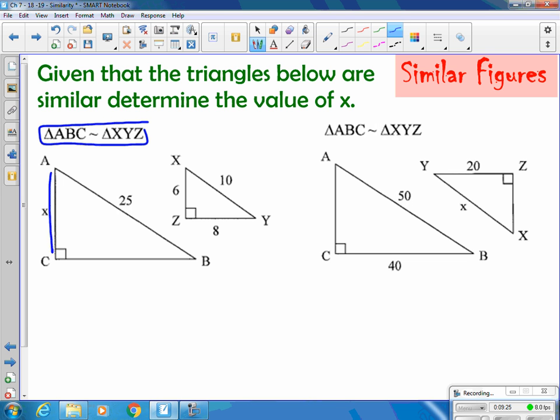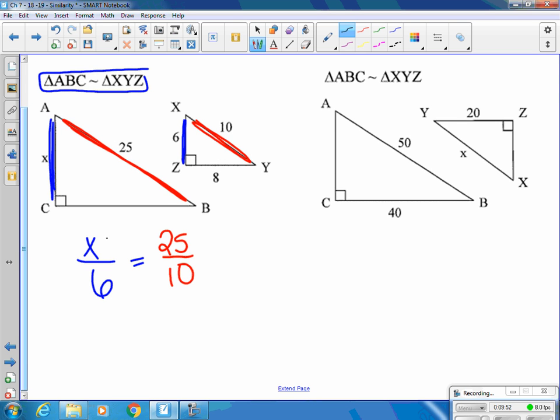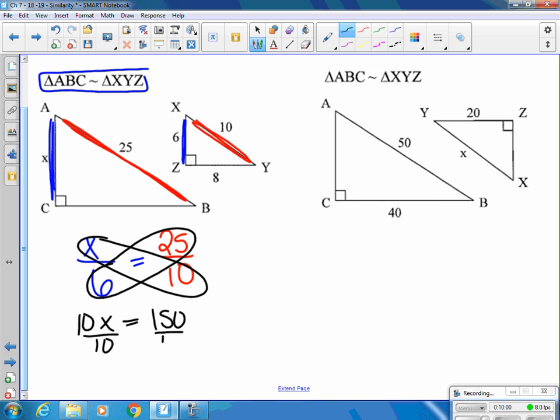Okay, so I have to find X. So again, X is AC. Well, what side corresponds with AC? Oh, XZ. Perfect. There's one side of my proportion. Now, they also gave me side 25, AB. So does the 8 or the 10 correspond with 25? The 10 does, XY. So this will be 25 over 10. And here, pretty simple, cross multiply and solve. 10x equals 150. Divide both sides by 10. X is 15. Okay, that's not bad. Let's look at this next one now.